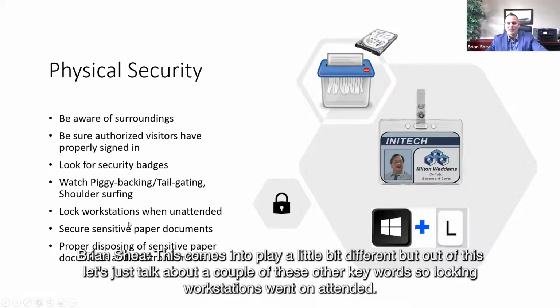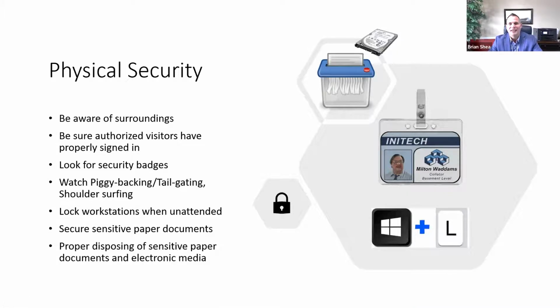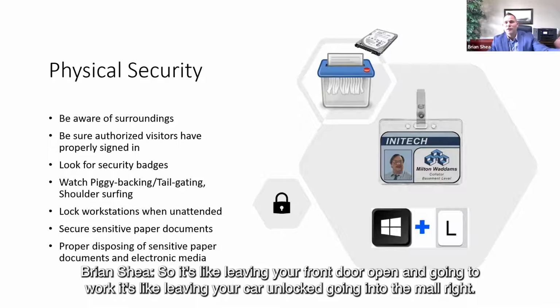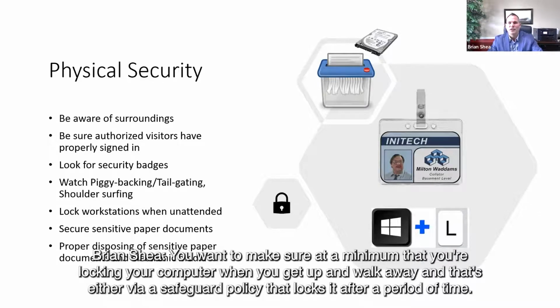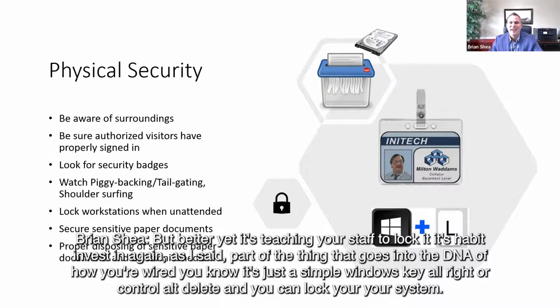But out of this, let's just talk about a couple of these other key ones. Locking workstations when unattended. It's like leaving your front door open and going to work. It's like leaving your car unlocked and going into the mall, right? You want to make sure at a minimum that you're locking your computer when you get up and walk away. And that's either via a safeguarded policy that locks it after a period of time, but better yet, it's teaching your staff to lock it as habit.